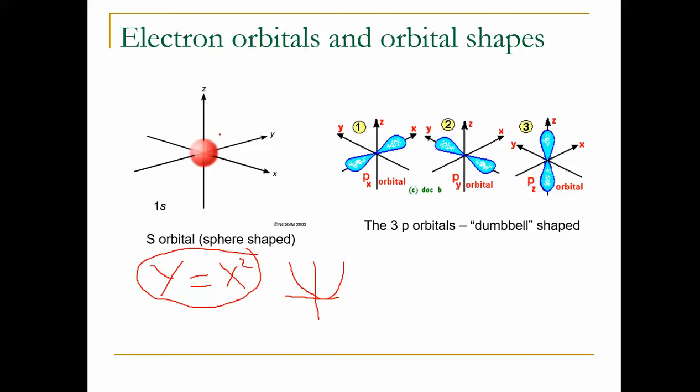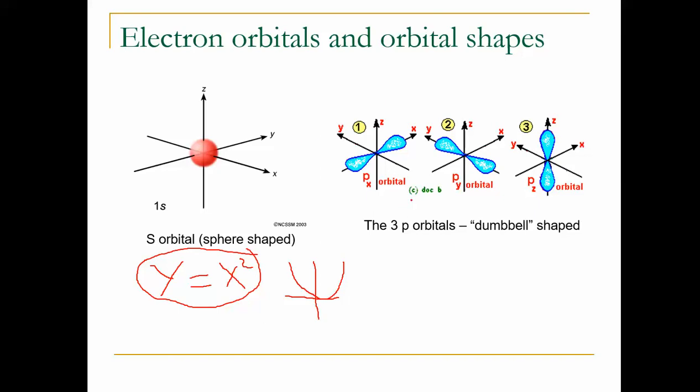The s orbital is very easy. It's just a sphere, so a sphere that sits right in the middle of the axis like that. That's what the s orbitals look like, and whether it's 1s, 2s, 3s, it doesn't matter. They're basically different sized spheres, and that's really all we need to know about that.